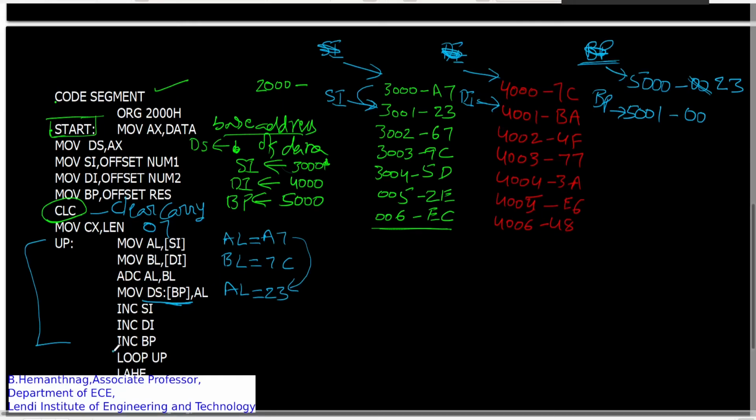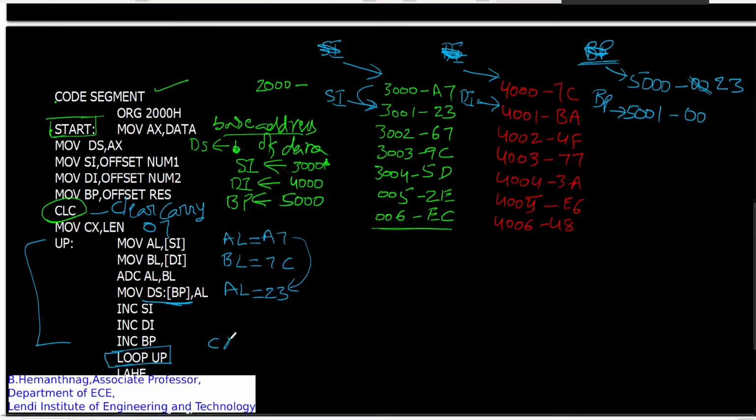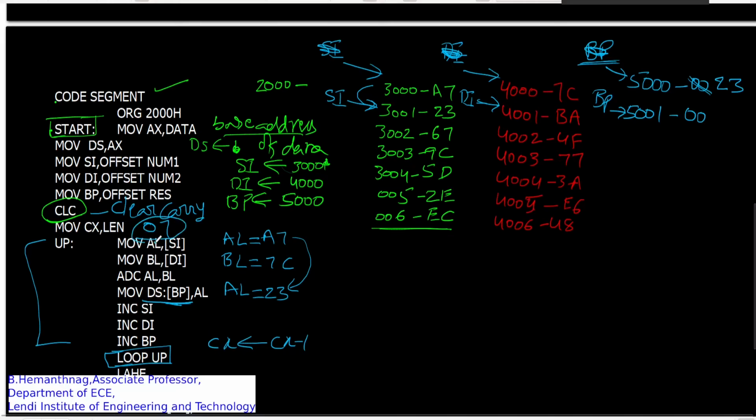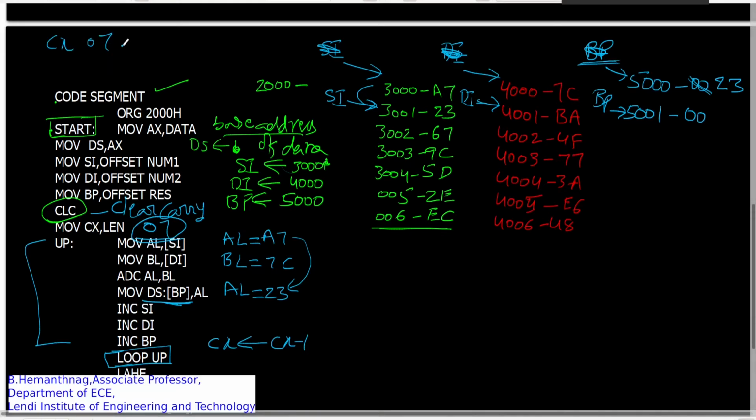Now after all the pointers are incremented, we have the instruction loop up. What does it do? It will first decrement CX, so CX will be CX minus 1. The current value will be decremented and that becomes the new value. As we know, CX started with 7. Now this is decremented to 6.